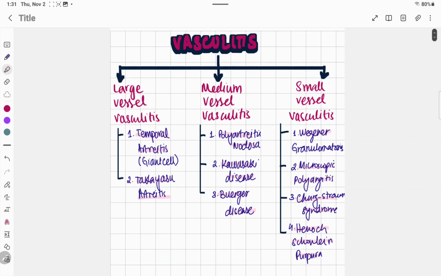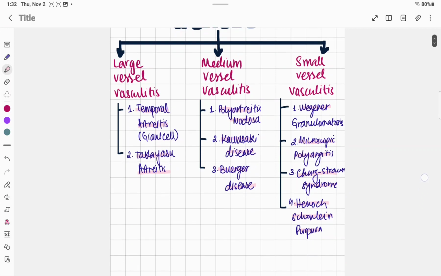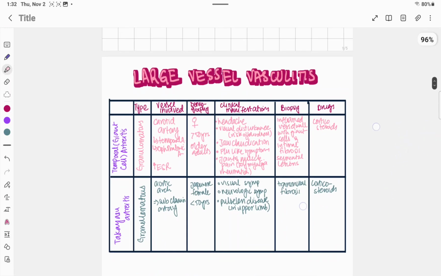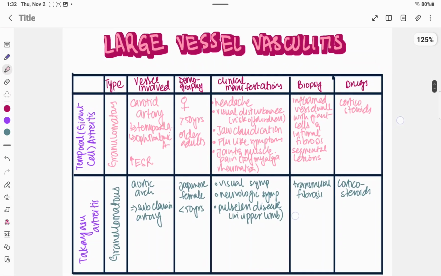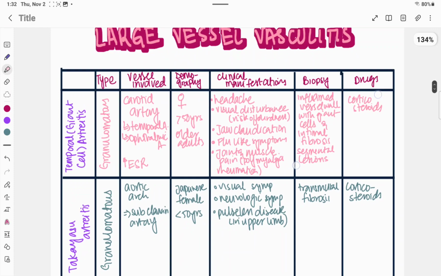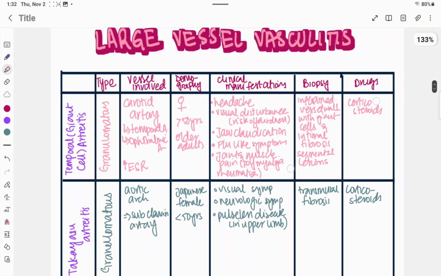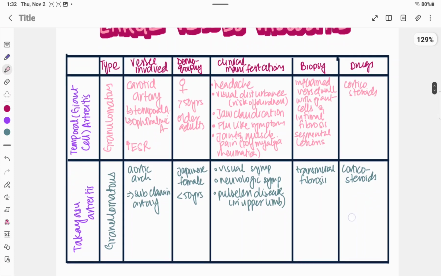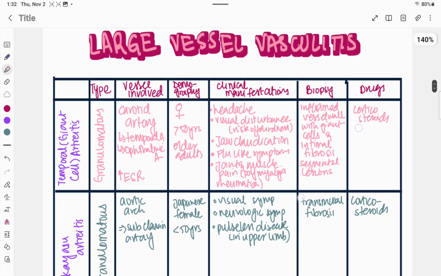So the best way, I think, of course, everybody has their own way of teaching this, but the way I have organized it is in a tabular form. This makes it easier to remember stuff, because everything gets so confused. So this is how I learned vasculitis. First we do large vessel vasculitis.